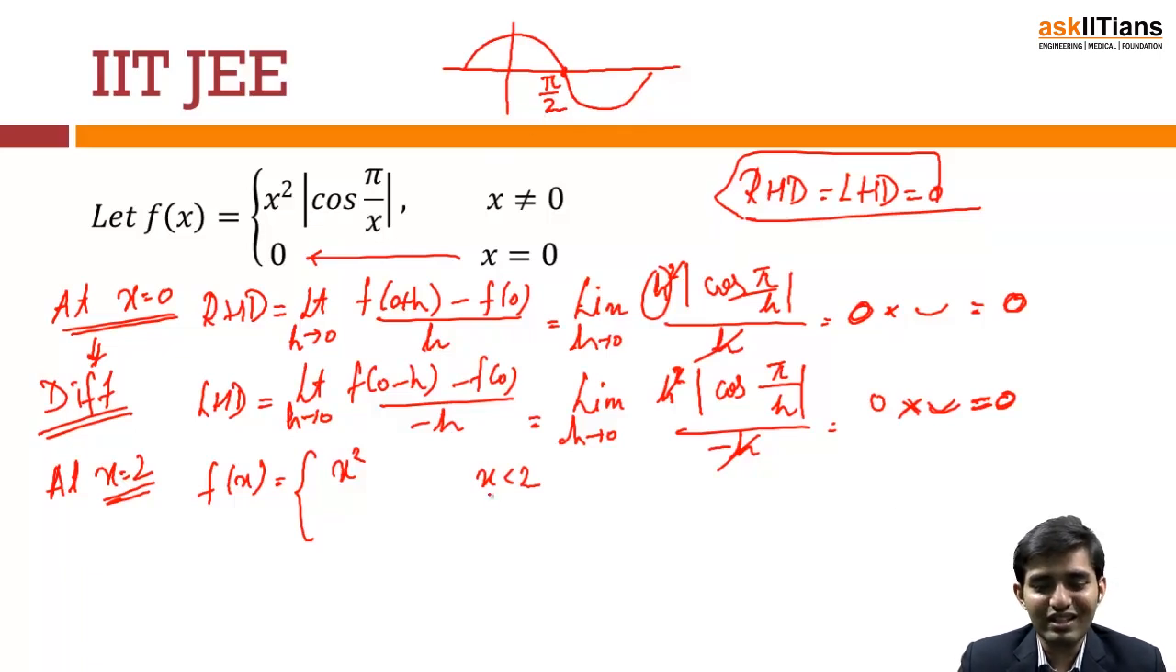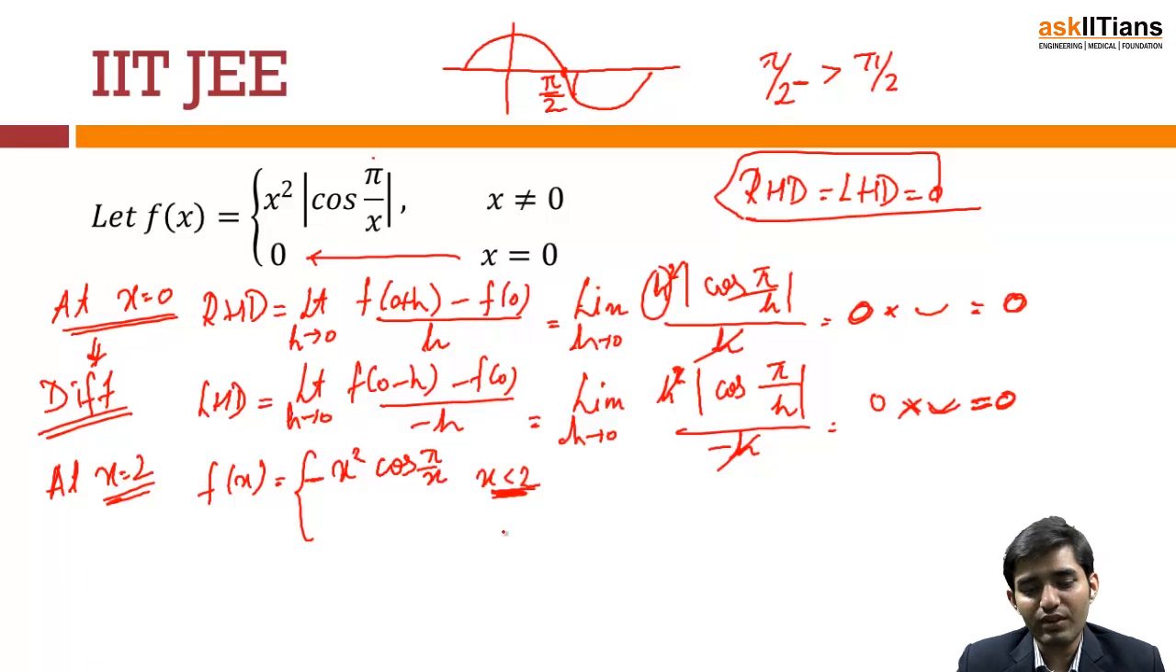Now if x is less than 2, that means denominator is less than 2, right? So that means this quantity will increase, right? Pi by less than 2, right? So pi by 2 minus, this quantity will increase, so this will be greater than pi by 2, right? So if I take x less than 2, that means if this is greater than pi by 2, then cos will be negative, right? In this case cos will be negative, so this mod will open with a negative sign. So I will get x square cos of minus pi by x, and if x is greater than 2, then this mod will open in positive. So x square cos of pi by x.